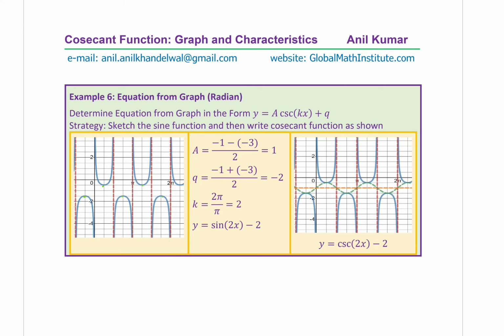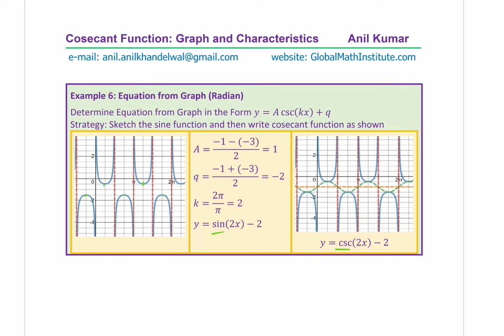The value of k is 2 pi by pi, as pi is the period of this cosecant function shown here. And so you get the function as y equals sine 2x minus 2. The equivalent cosecant function is written there as the answer. Perfect. It becomes very simple because you're good at finding the equation for the sine function. That is an assumption, right?